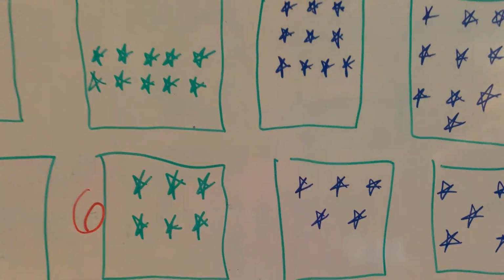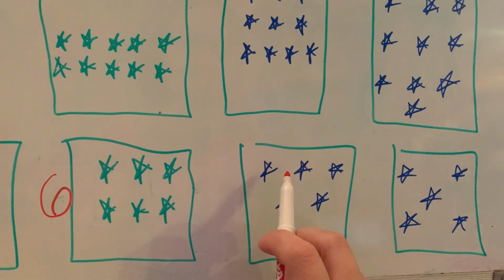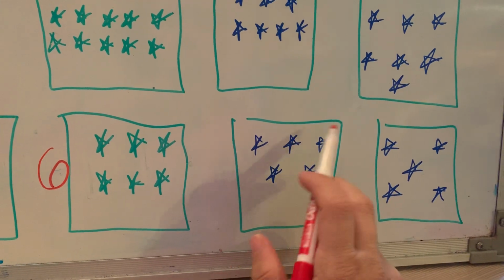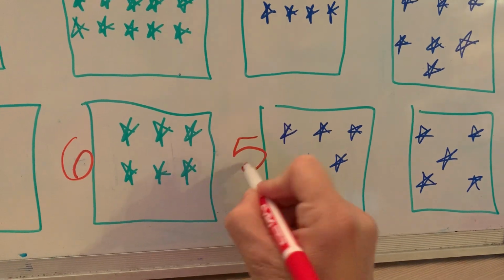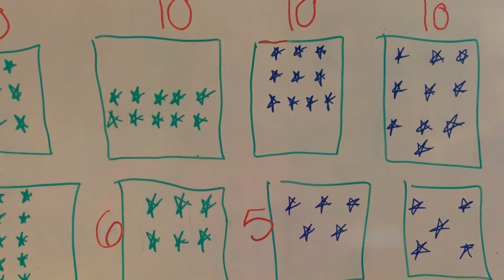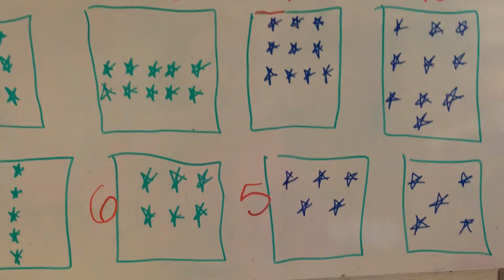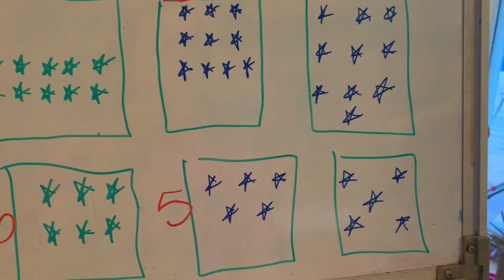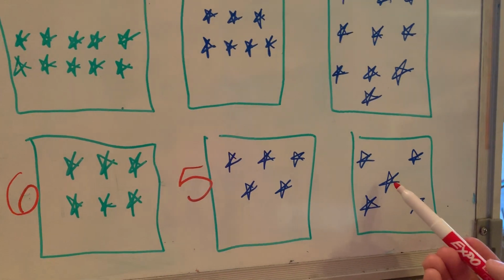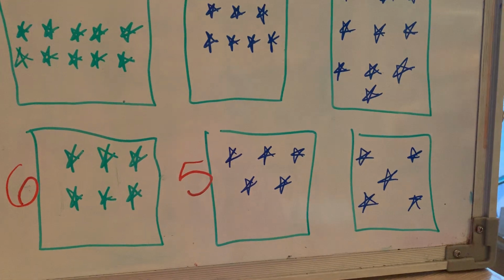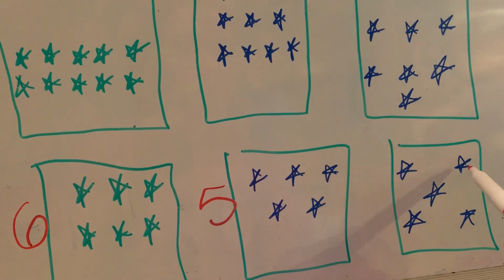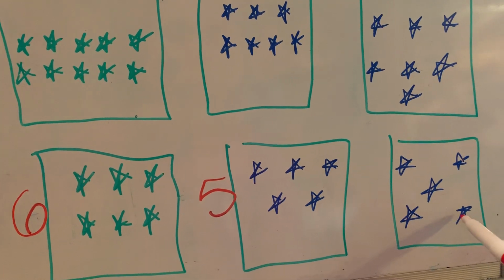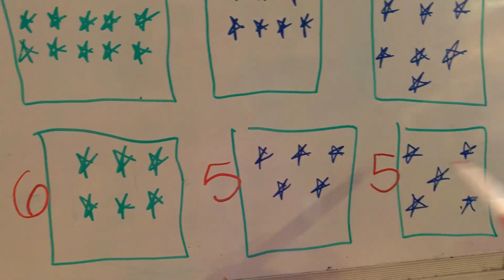All right, let's keep going. Let's count how many are in this one. 1, 2, 3, 4, 5. Does this square have 10 stars? No, it does not. This one has 5 stars. All right, let's go ahead and count this last one. Tell me, is this square going to have 10 stars? I don't think so. Let's count and see. 1, 2, 3, 4, 5 stars again.